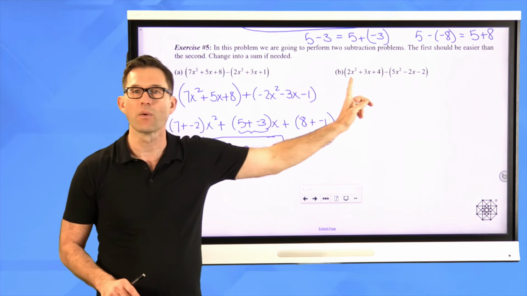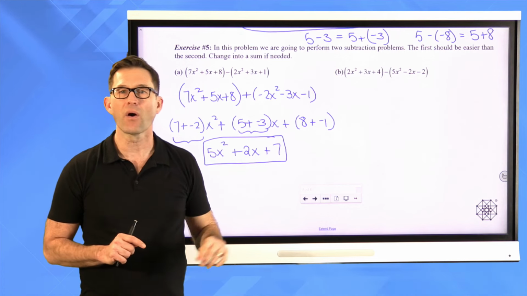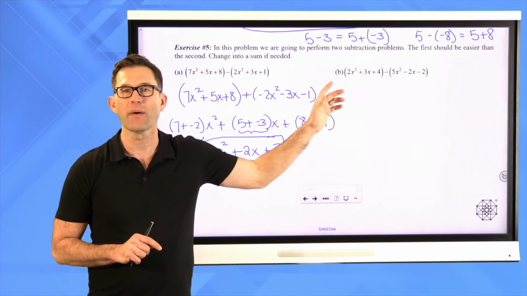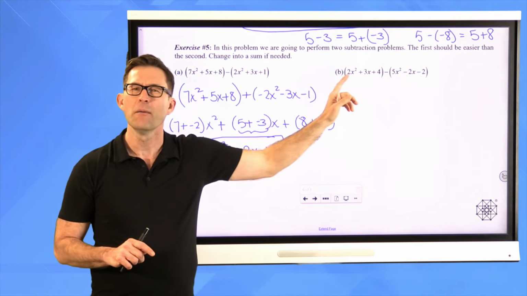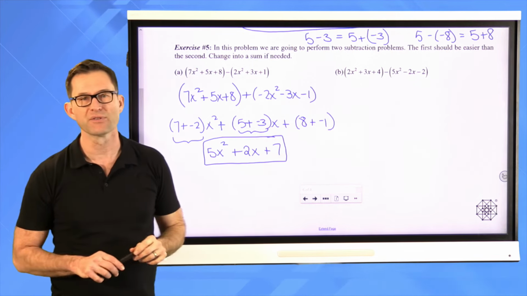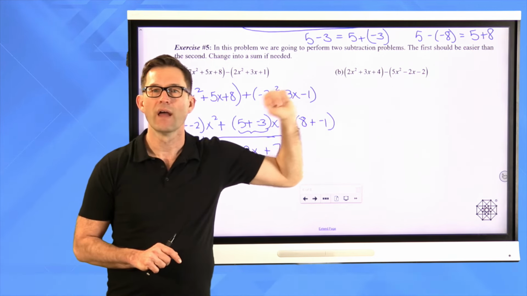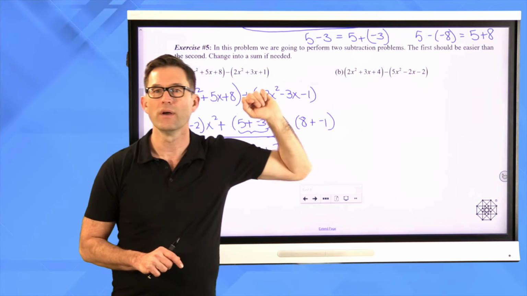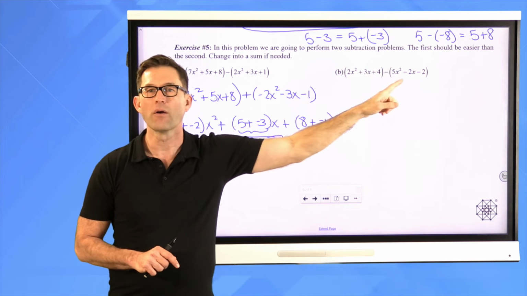So let's take a look at this one where I have 2x squared plus 3x plus 4 minus 5x squared minus 2x minus 2. Now this one's a bit harder because I have to think about 2x squared minus 5x squared. That's not so bad. But then 3x minus negative 2x, that's where people start to fall apart. Because they'll just do 3x minus 2x, and they'll just do 4 minus 2. But we're really doing 3x minus negative 2x and 4 minus negative 2.